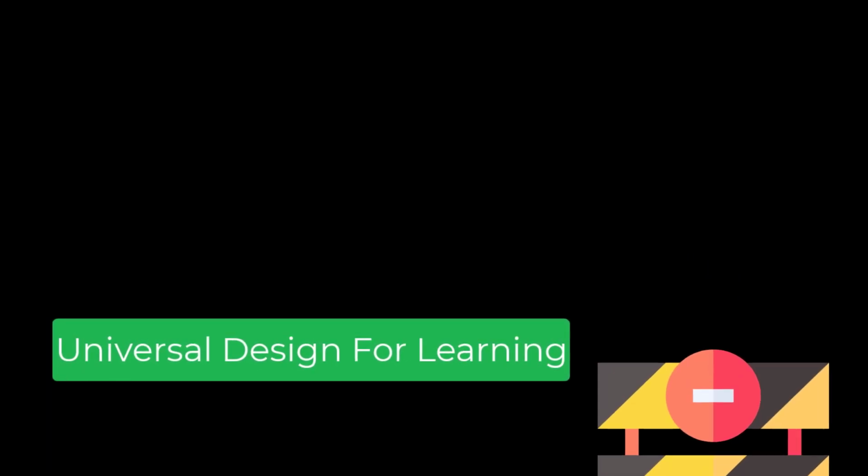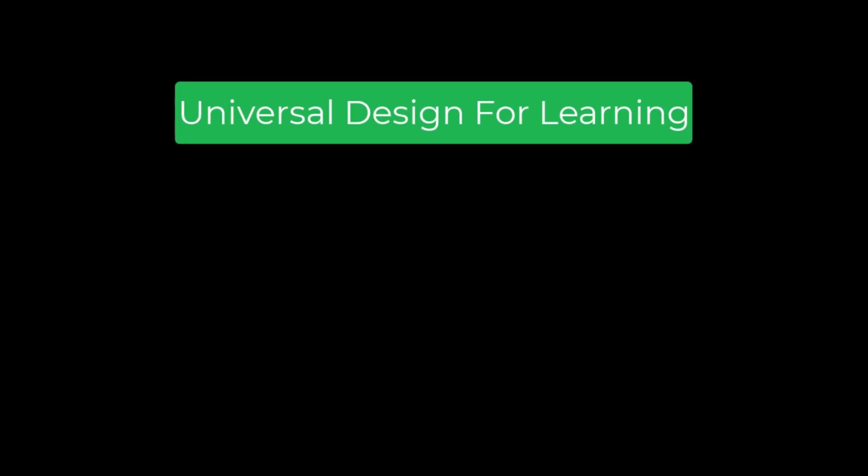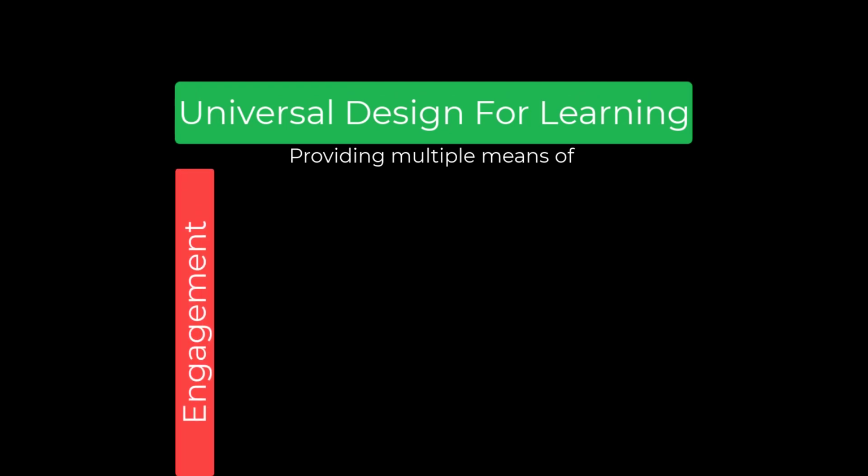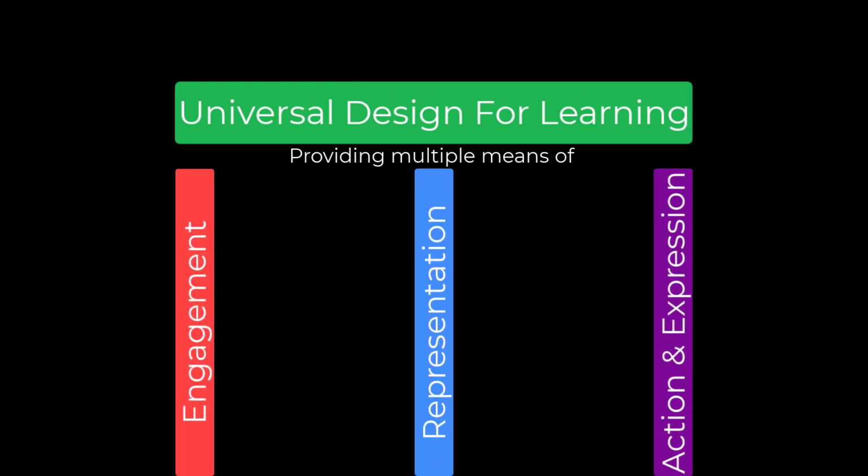Universal design for learning provides a framework to remove barriers from the learning environment so that all learners can access and participate in meaningful, challenging learning opportunities. UDL guidelines are built on 3 principles, providing multiple means of engagement, representation, and action or expression.